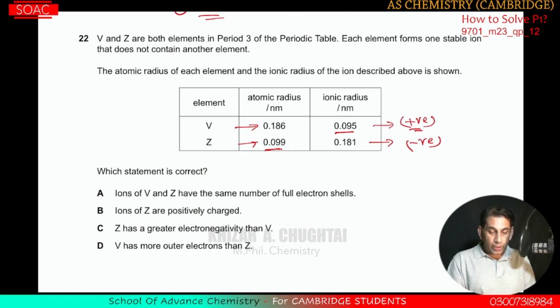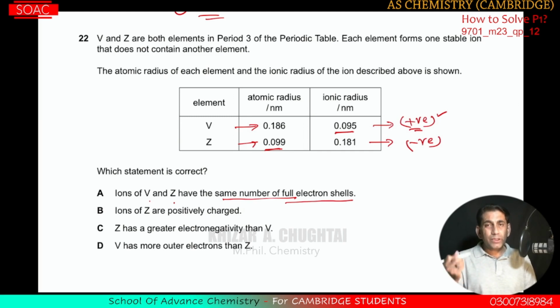Now come to the next one. Which statement is correct? Ions of V and Z have the same number of full electron shells. Whenever you make a positive ion, it means that you are losing some electrons.